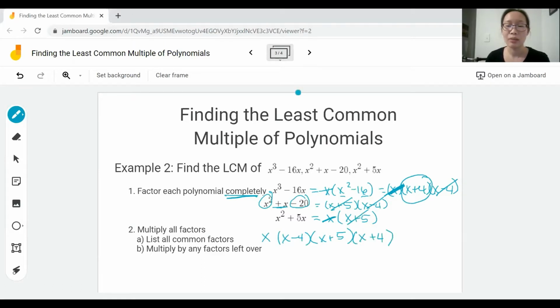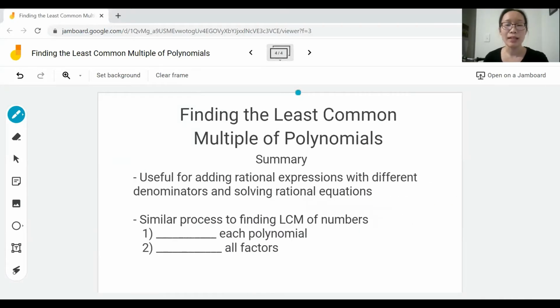So my least common multiple is going to be the product of all 4 of these factors. Let's summarize. When we find the least common multiple of polynomials, it's useful for adding and subtracting rational expressions with different denominators and solving rational equations. It's a similar process to finding the LCM of numbers. We factor each polynomial, and then we multiply all our factors. First, we start with the common ones, and then any that are left over.